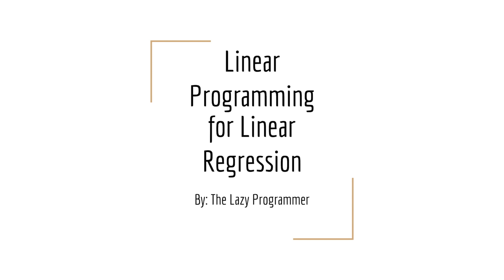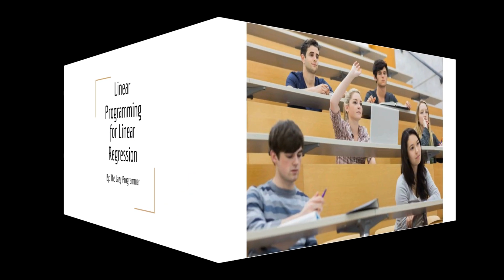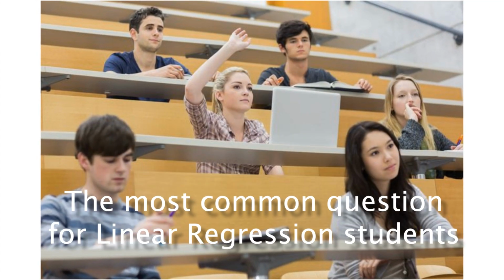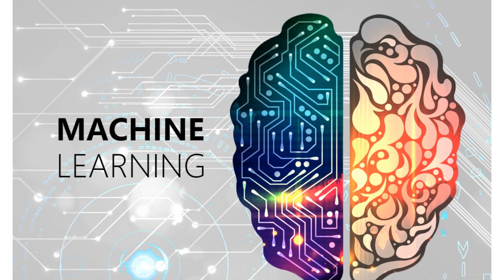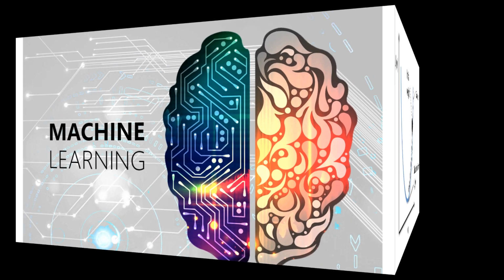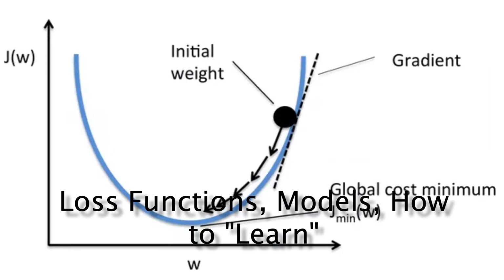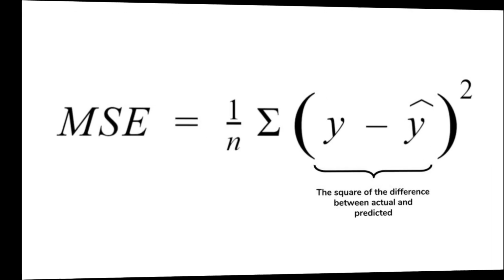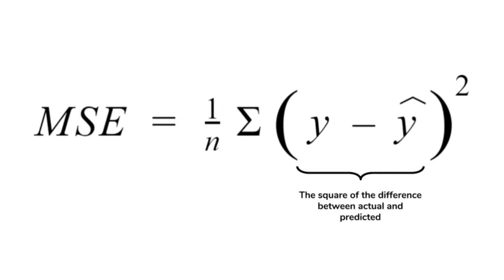This is a fun little course I made to answer a very common question I get in my linear regression class. My linear regression class is all about introducing you to the basics of machine learning. You learn about loss functions, models, and how your model learns by minimizing the loss. We all know that the loss for regression is usually the mean squared error, but many inquisitive students have asked, why do we use the mean squared error?